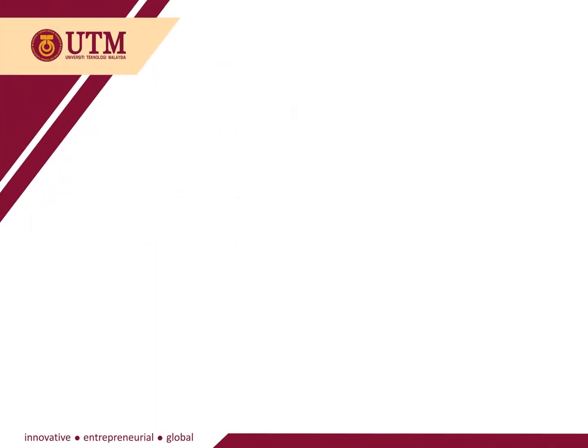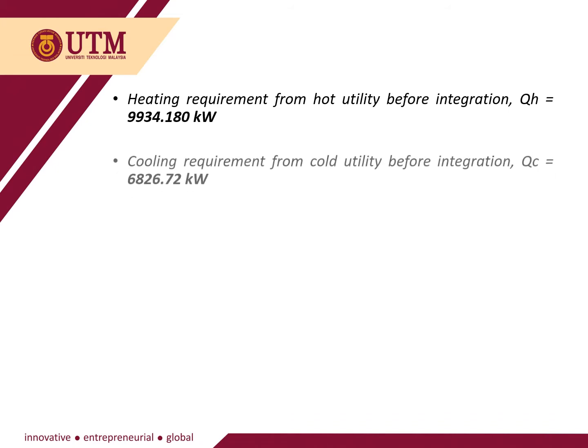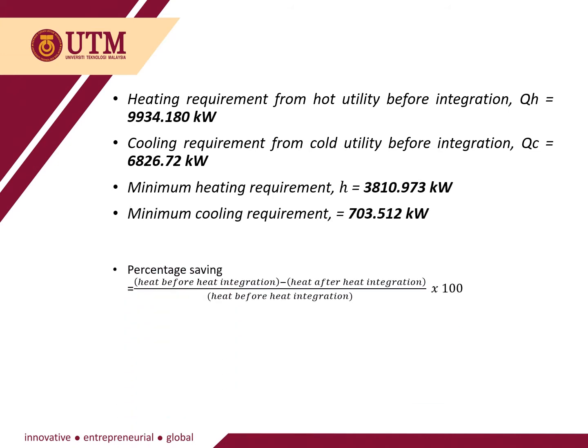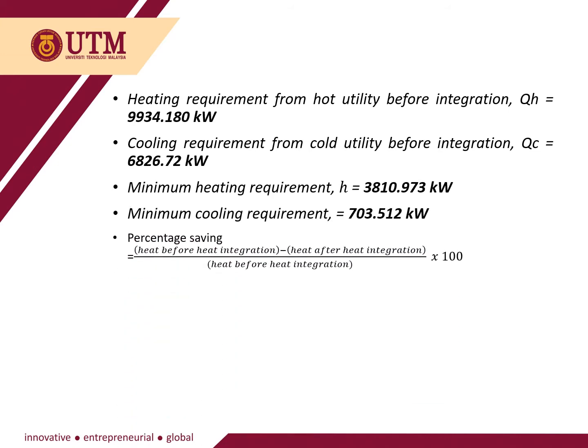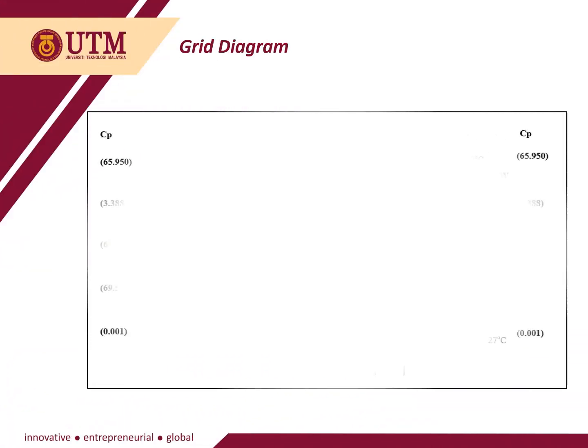So we will find a new percentage saving. The heating requirement from hot utility before integration is 9,934 kilowatt and the cooling requirement is 6,826 kilowatt. With a formula which is heat before heat integration minus heat after heat integration over heat before heat integration times 100, the percentage saving for QH is 61.64% and for the QC is 89.7%. After that, we will draw the grid diagram to locate heat exchanger.